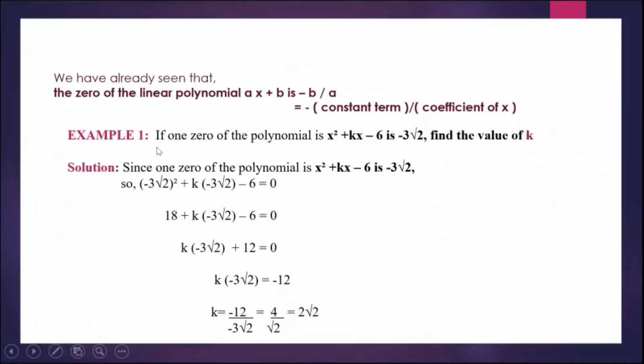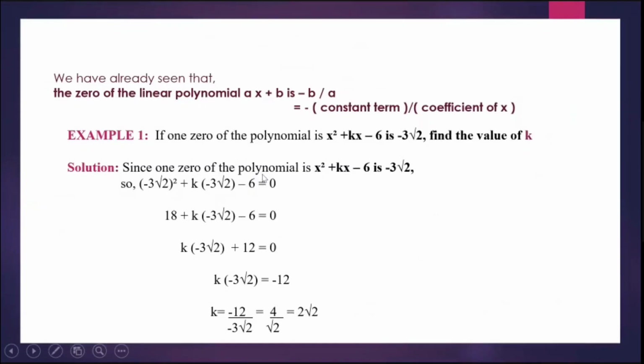Let us take up the quadratic polynomial now. This is one kind of question that you get in your exam. So if one of the zeros of the polynomial is this, then find the value of k. So I need to find out the value of k. You know that the zero of the polynomial means that value of x for which the polynomial becomes 0. So if it's written that the zero is equal to minus 3 root 2, it will mean that in the polynomial, if I put x is equal to minus 3 root 2, the polynomial will become 0.